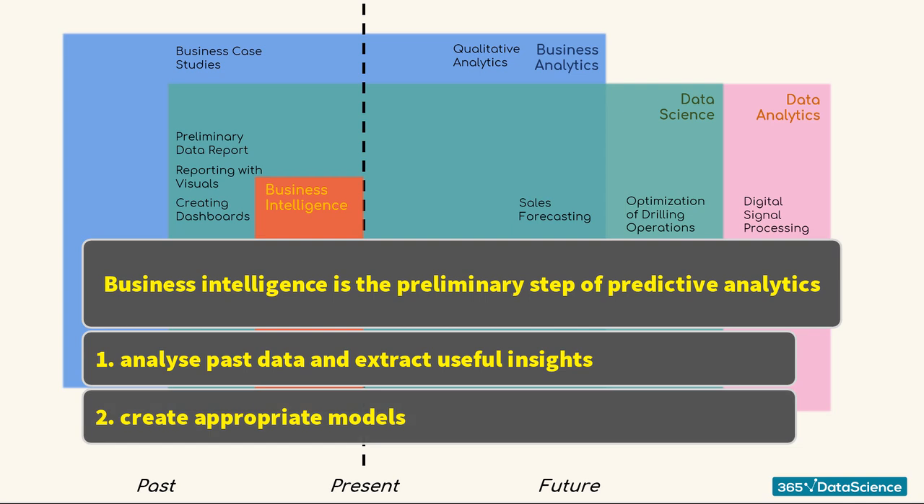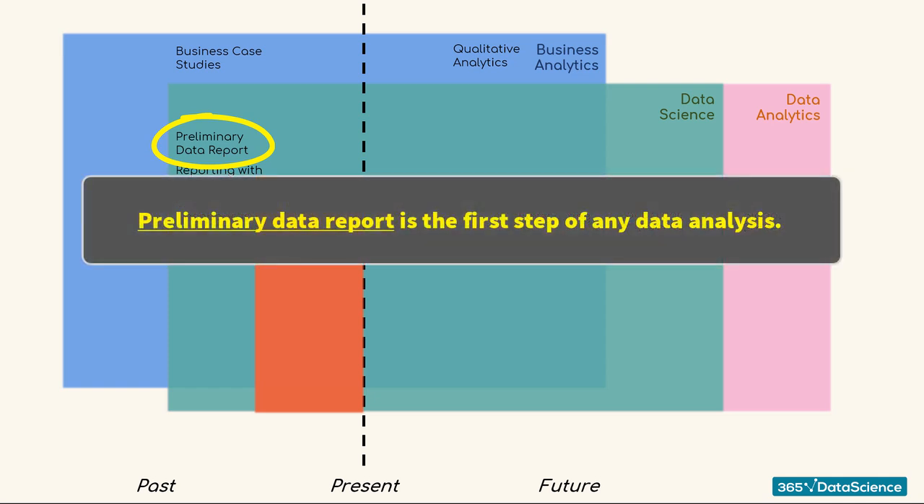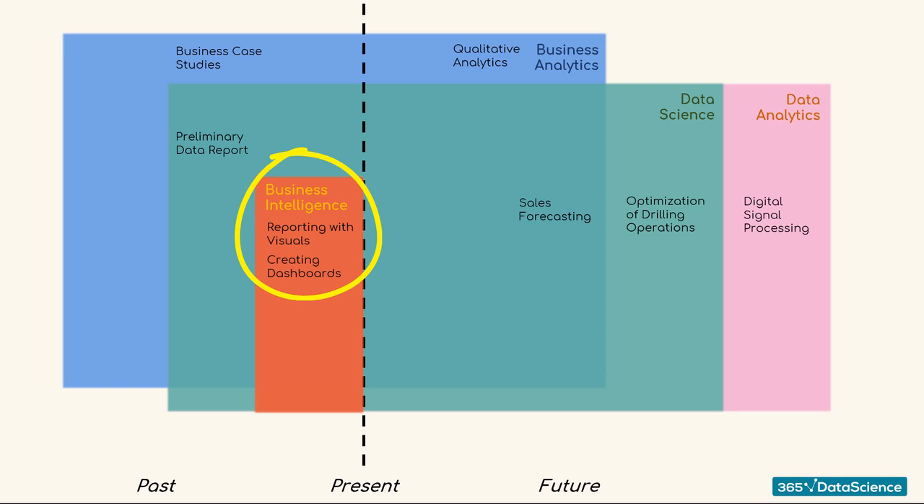Great! Let's move on. How should we distribute the three terms that remain over here? Preliminary data report is the first step of any data analysis. It can also be considered as data science, so this term can stay where it is. As with reporting and creating dashboards, these are precisely what business intelligence is all about. So, we will neatly place these two into the orange rectangle. Fantastic! And that's pretty much it for business intelligence.